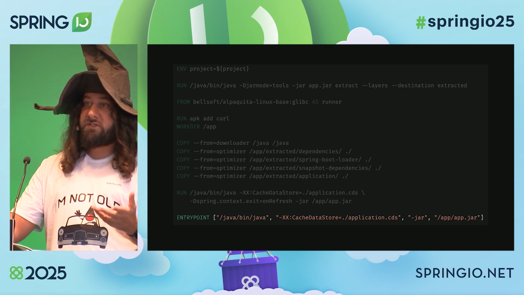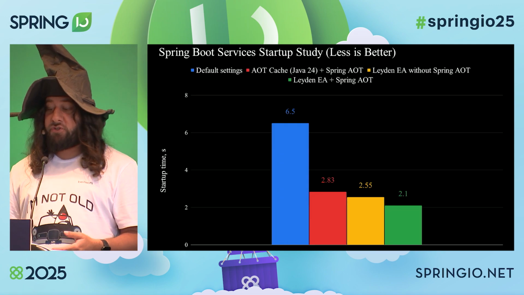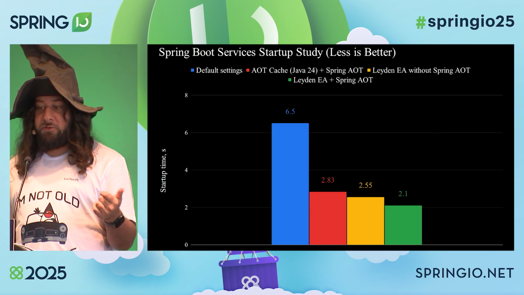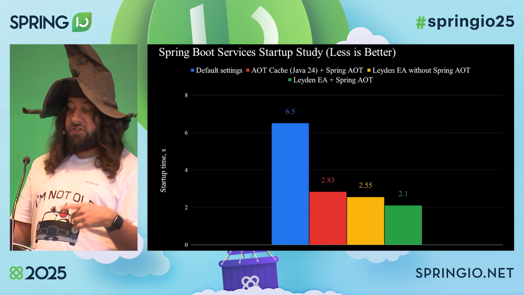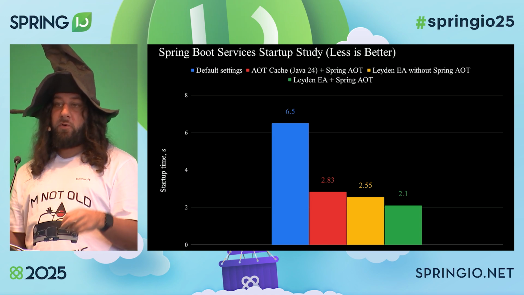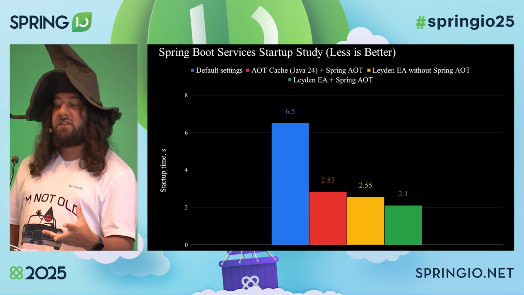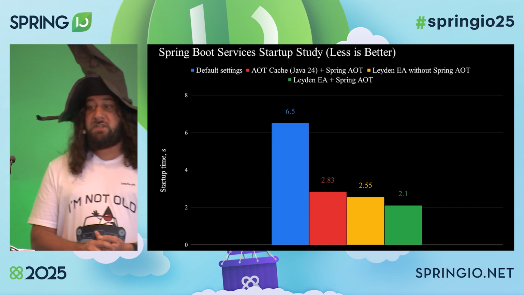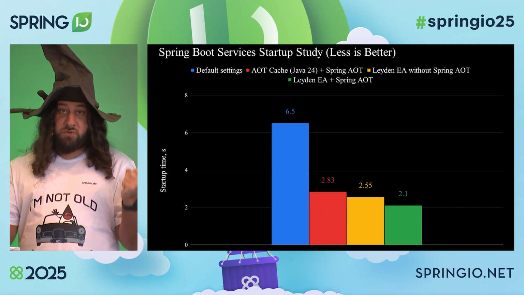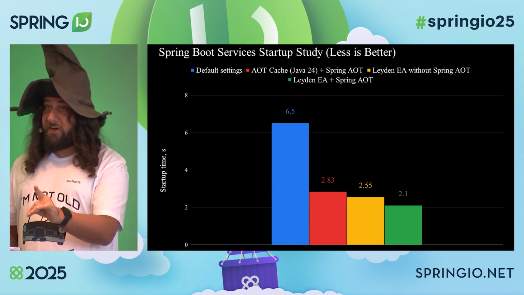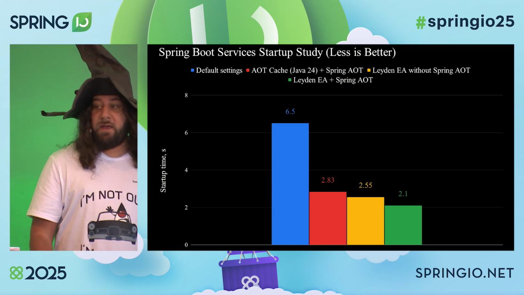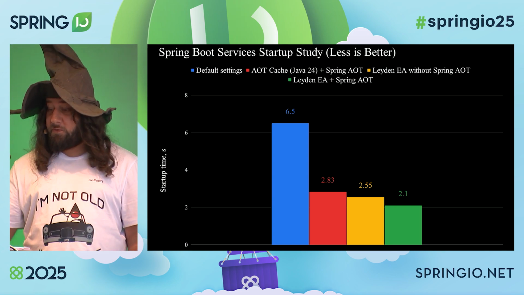Java-cache data store equals application.cds -jar, and this is the results. So if you look at it, then AOT cache is more than twice better than usual startup of our application. But with Leyden early access plus Spring AOT, we actually cut the time of a startup 3 times, which is crazy, given the fact that we still didn't need to change a single line of code.